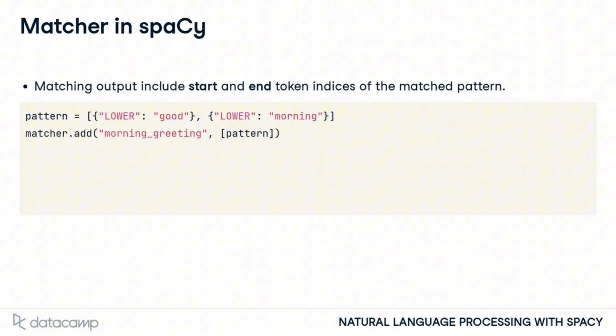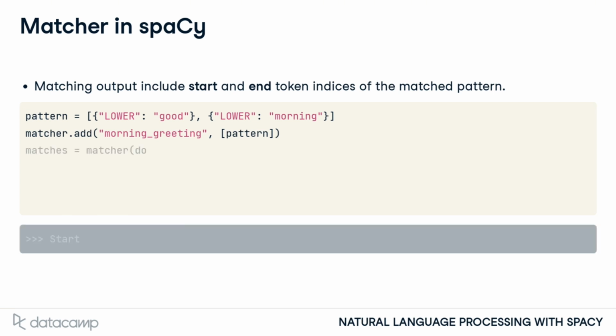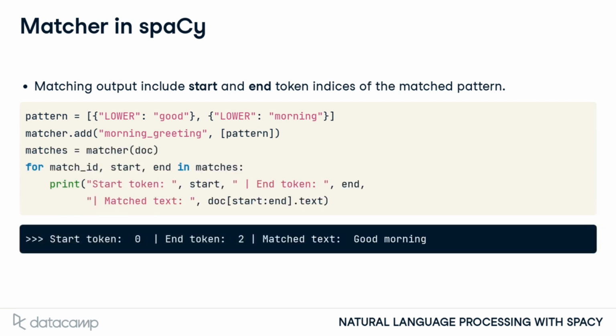Then we add this pattern with a custom name such as morning_greeting to a list of patterns in the matcher object and run the matcher on the doc container. The output of a matcher object is matched patterns, which include tuples of a match ID, and start and end token indices of the matched pattern.